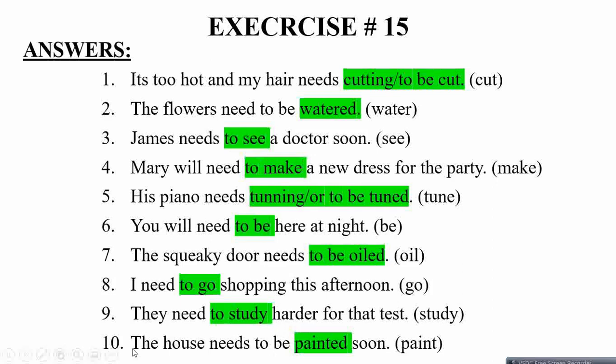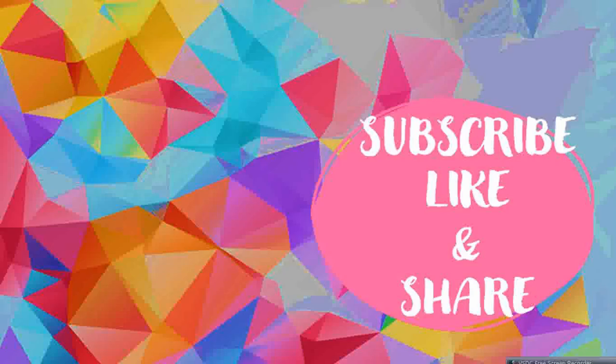And the final question, 10: the house needs to be painted soon. Why to be painted? Because the house is inanimate, which is not living, a thing which has no spirit. So in that case it will be a verb in the past participle. I hope this all makes sense by now.